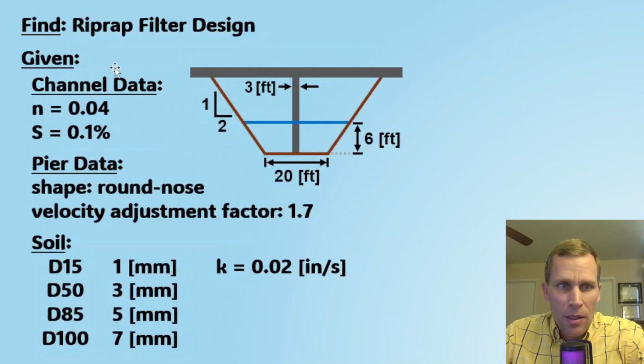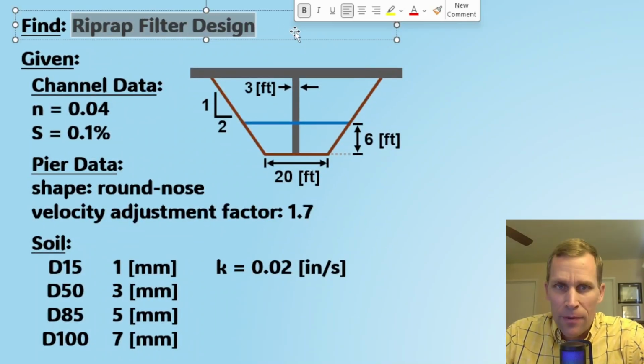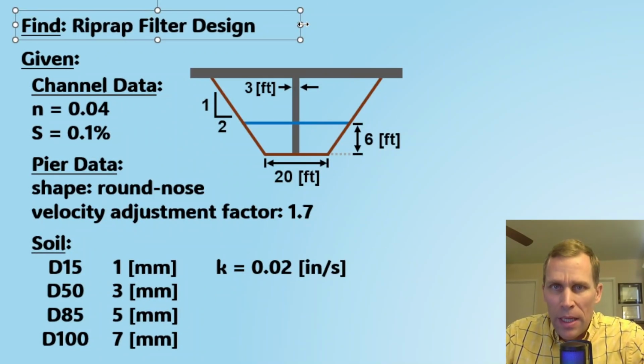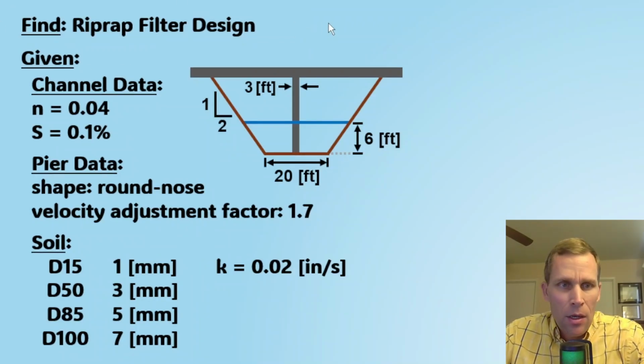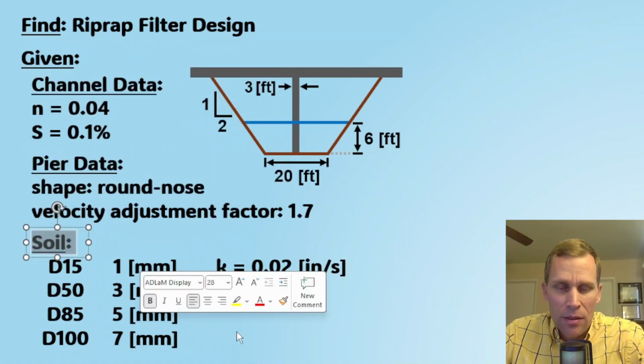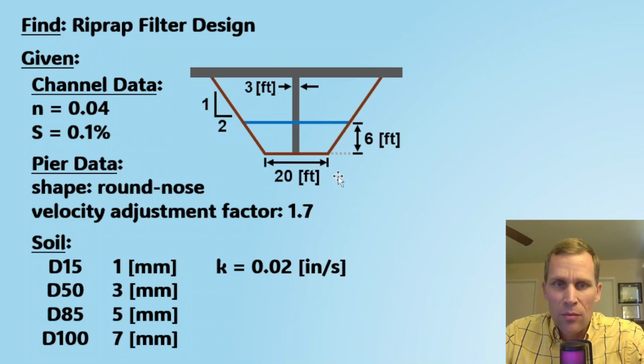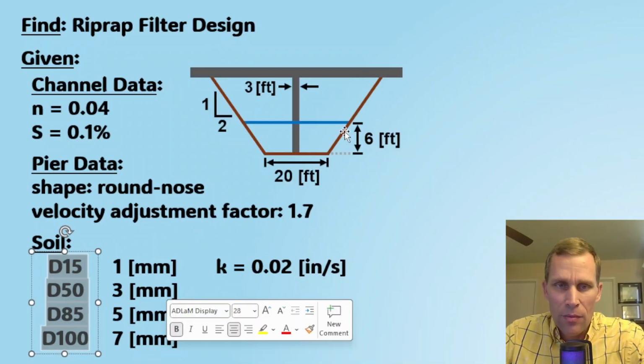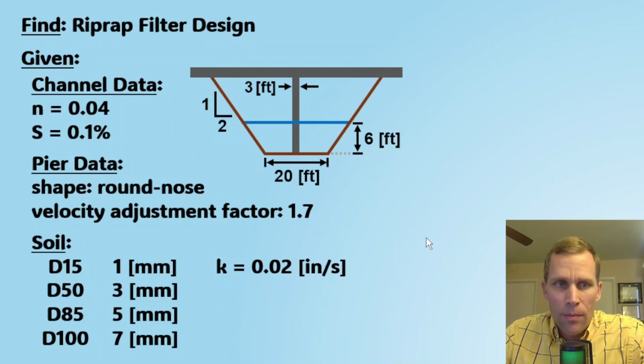Here is the problem statement on the screen. Find a riprap filter design. So it's sort of an open-ended problem statement. Multiple different designs will satisfy. We're also provided some channel data, some pier data, and then some soil data, which is the soil that is associated with the riverbed. So we're going to have the native soil, which we have the data for right here. On top of that will be the riprap, but between the riprap and the soil, we're going to need a layer or perhaps multiple layers of filter. And that's what we're expected to design here, the riprap filter.